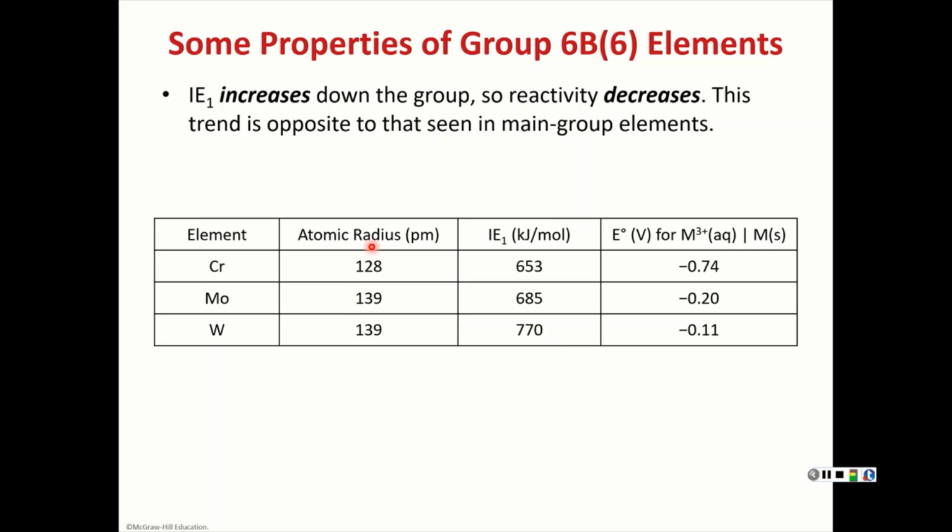And also just something to point out, atomic radius here, going from chromium to molybdenum, we are actually increasing the atomic radius. So that's row 4 to row 5. Row 5 to row 6 now, there's no increase in atomic radius. They stay the same.